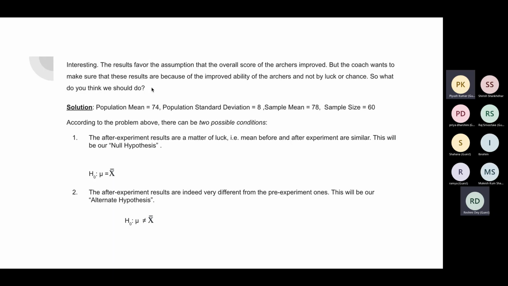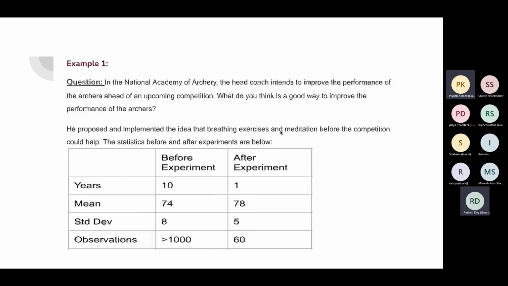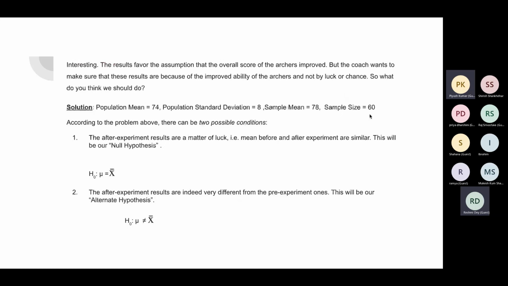How do we find this? So we are given population mean is 74 here, standard deviation is given as 8, sample mean is given as 78, sample size is given as 60. According to the problem above, there can be two possible outcomes, that is the null hypothesis and our alternative hypothesis.